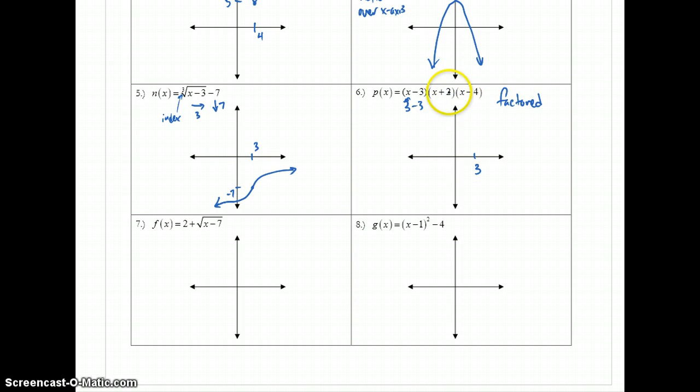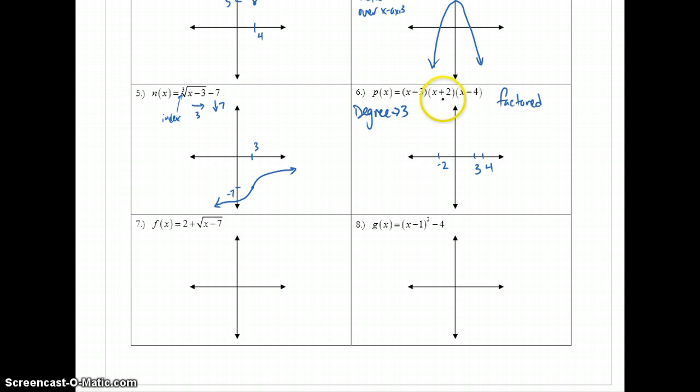Same idea for the next 2. In the second factor, if x was -2, -2 plus 2 would be 0, so I have an x-intercept at -2. And our last one, we have a value that if we let x be 4, 4 minus 4 would be 0, so there's an x-intercept at 4. So we've got 3 x-intercepts, 1 for each factor. The fact that there are 3 x-intercepts also tells us that the degree is 3.